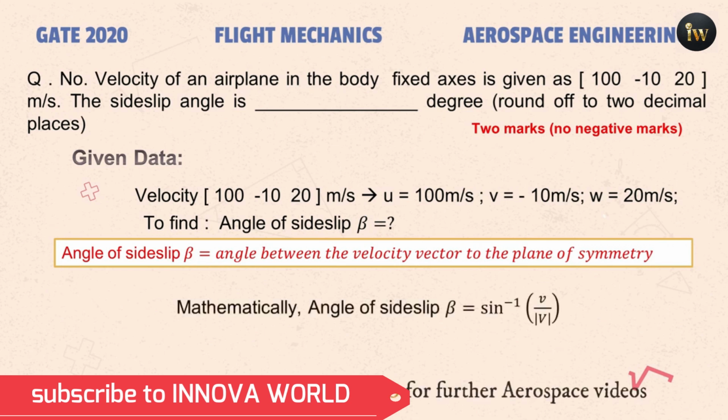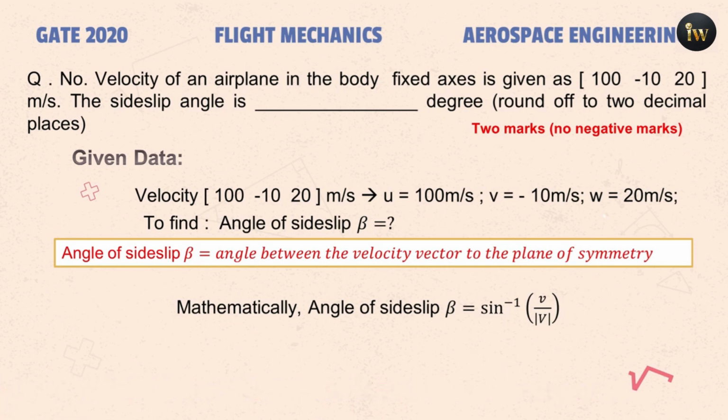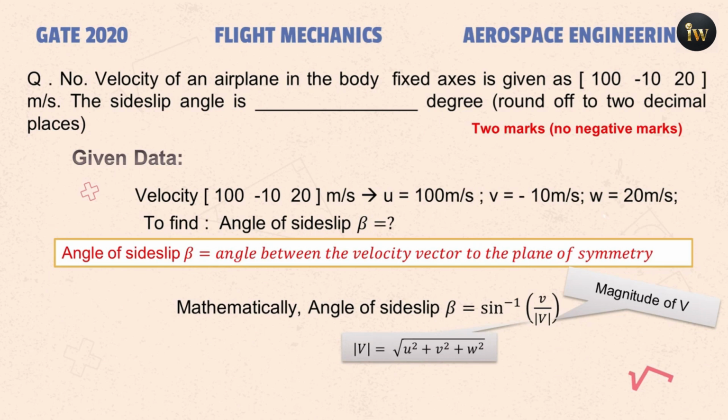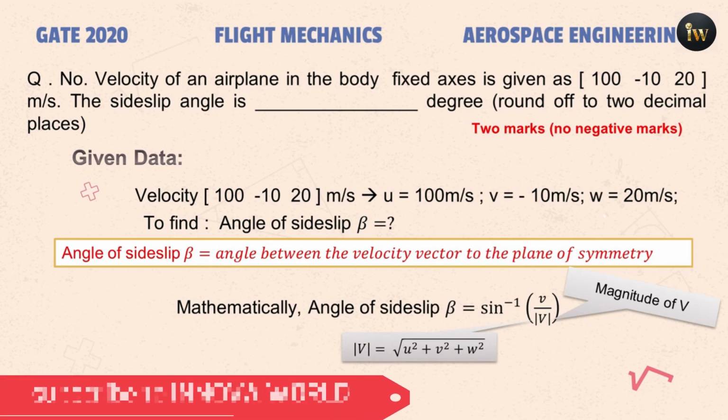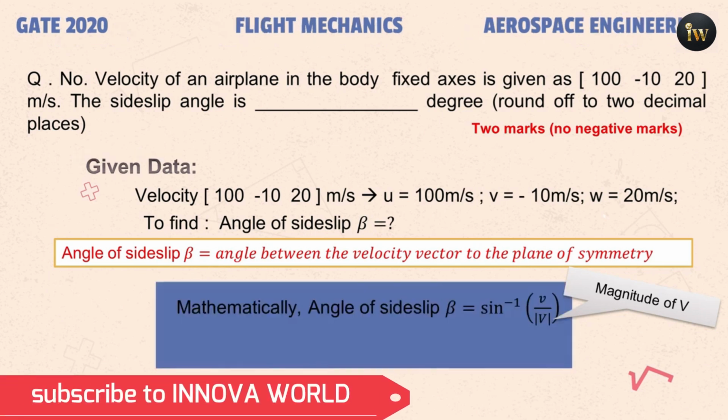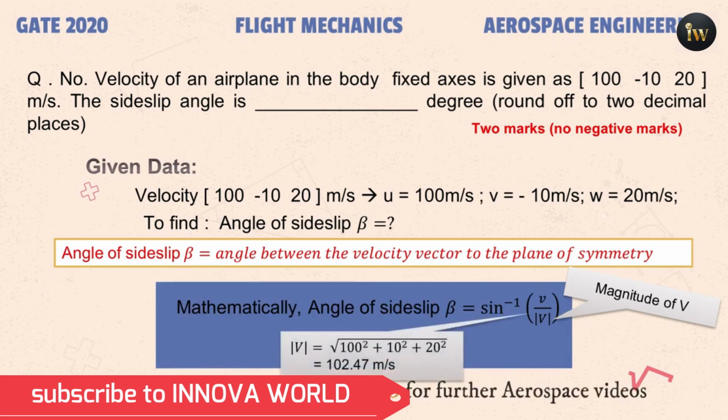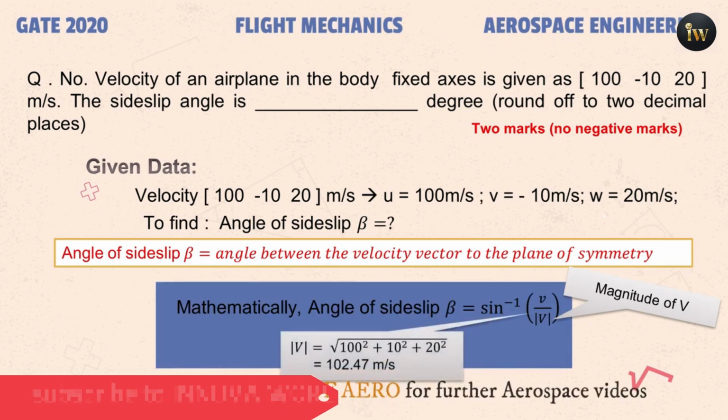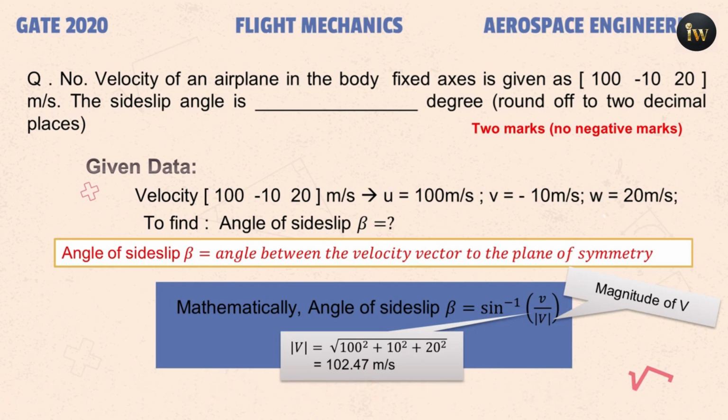Mathematically we can write beta equals sine inverse of V by the magnitude of the velocity. The magnitude of the velocity can be written as the root of U squared plus V squared plus W squared. Substituting, we get 100 squared plus 10 squared plus 20 squared, which gives 102.47 meters per second.